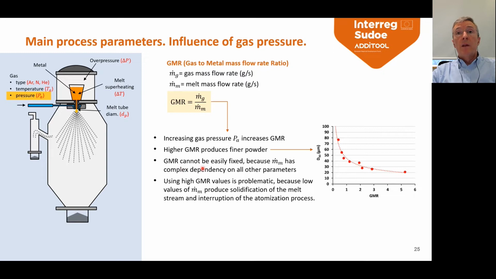Unfortunately, GMR cannot be easily fixed because there is a complex dependency of the melt flow with respect to the gas flow and other variables, so it's not direct. Also, this is not a process that can go forever, because when you use high GMR values, sometimes you obtain solidification of the melt stream and interruption of the atomization process. So atomization pressure increases GMR, which reduces D50.